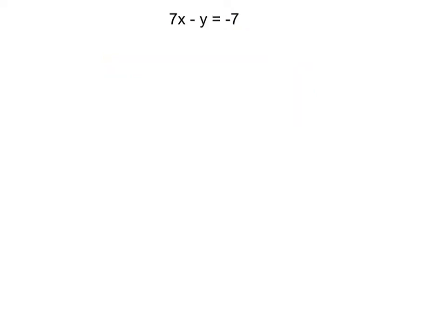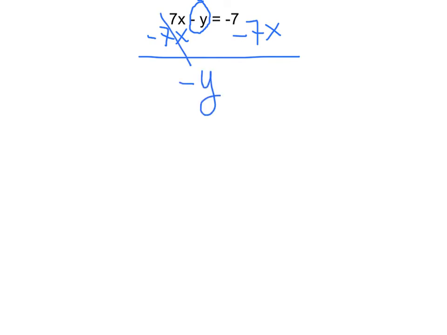In this equation, my y is negative. This is what I'm trying to isolate. I'm first going to move my 7x, so I'm going to subtract 7x from both sides. I bring down my negative y equals negative 7x. I put my slope with my x first, minus 7.